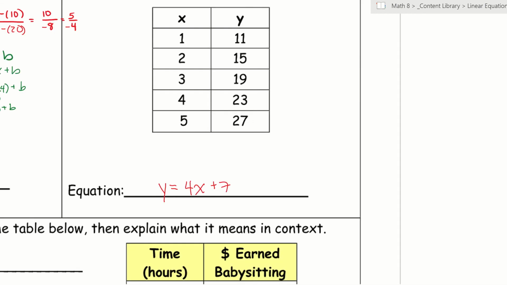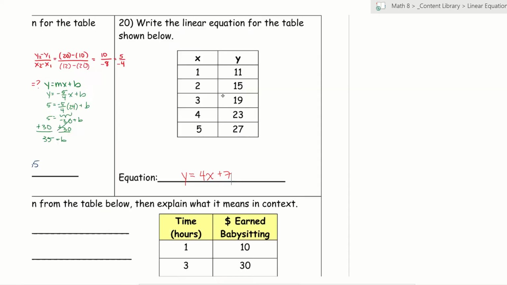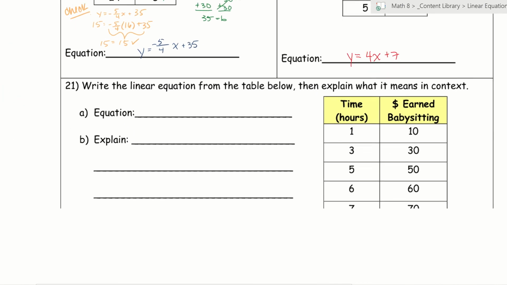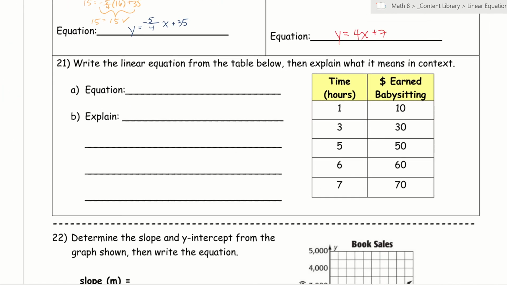Okay, so here is the answer to 21 for x plus 7. I'm not going to show you the work for that because I believe in you. Number 21. Write the linear equation from the table below. Explain what it means in context.